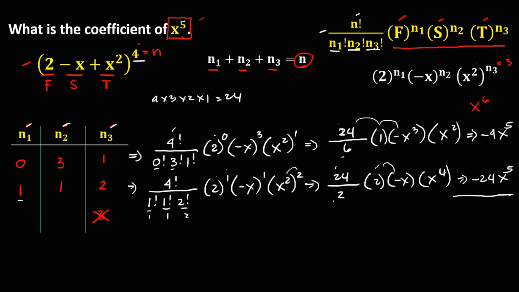Then add these two numbers. So negative 4 plus negative 24 is negative 28x to the power 5. So therefore, the coefficient of x to the power 5 is negative 28.